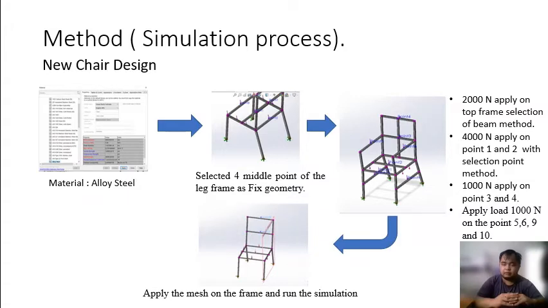Okay, there are 4 types of force on the points for the new frame. 2000 Newton is applied on the top frame selection using the beam method. 4000 Newton is applied on points 1 and 2 with the selection point method. 1000 Newton is applied on points 3 and 4. And the last is 1000 Newton applied on points 5, 6, 9 and 10. Okay, the last step is to apply the mesh on the frame and run the simulation.